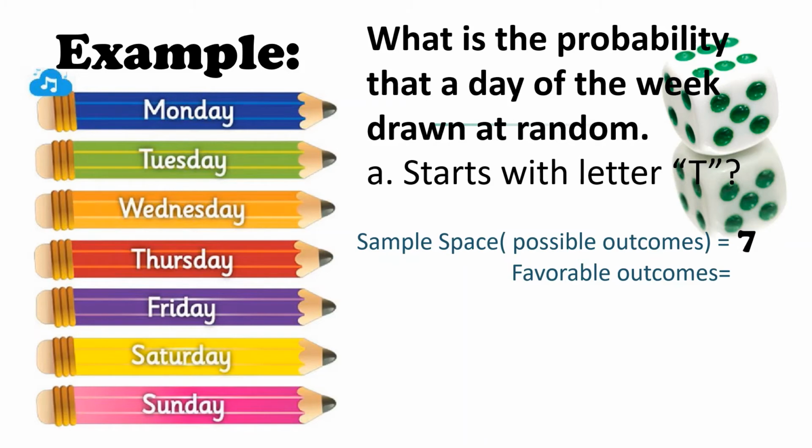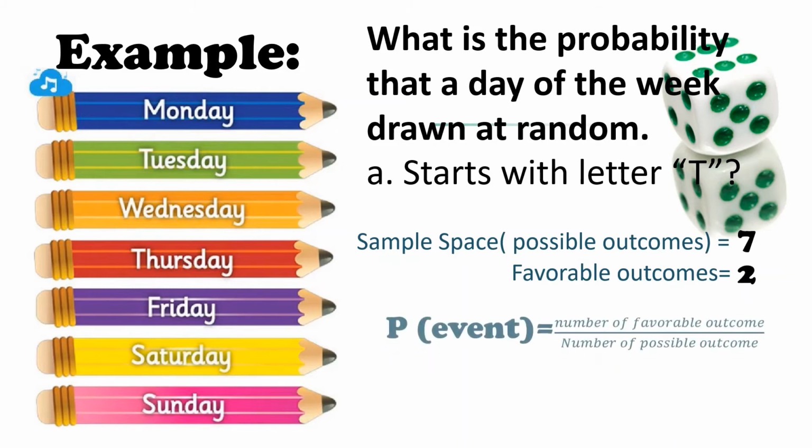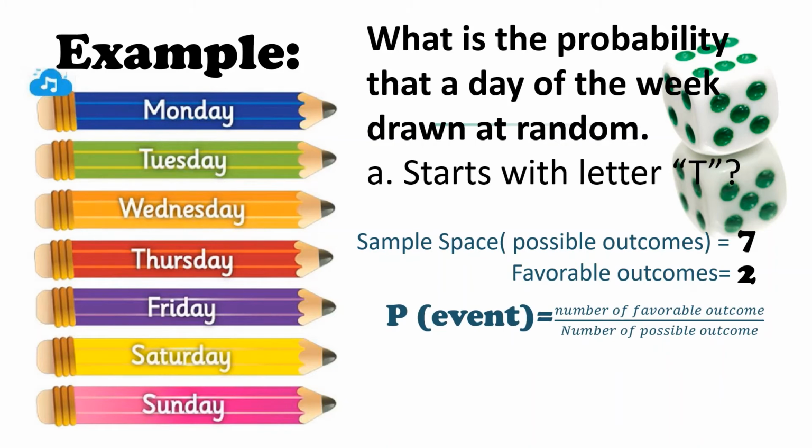Para sa favorable outcome naman, tingnan natin yung mga day which starts with letter T. So meron tayong Tuesday and Thursday. So there are 2 favorable outcomes. So using the formula, probability of event equals number of favorable outcomes over number of possible outcomes. So the probability of a day that starts with letter T is 2 over 7.